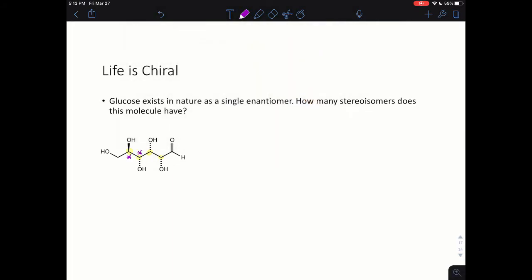At this point, you all should know how to attack that problem. There will be 2 to the n stereoisomers, and then you might have to account for a meso isomer. But for this particular molecule, you won't. Think about it. There's not going to ever be a mirror plane of symmetry because these 2 groups on the end are not the same. So it's just going to be 2 to the n, where n is 4.